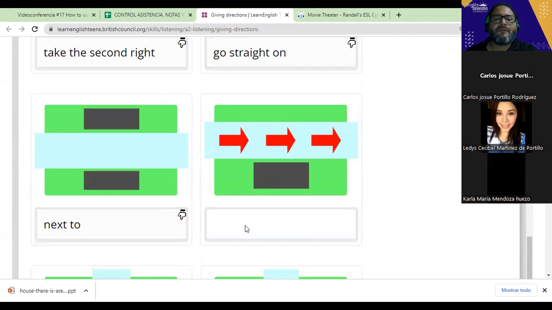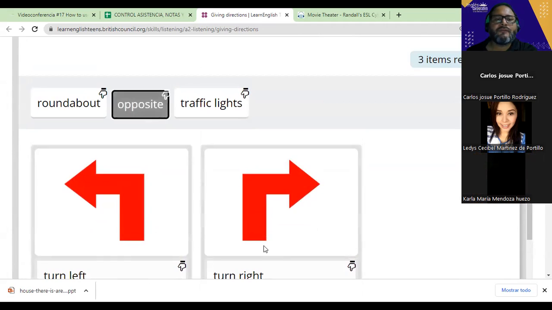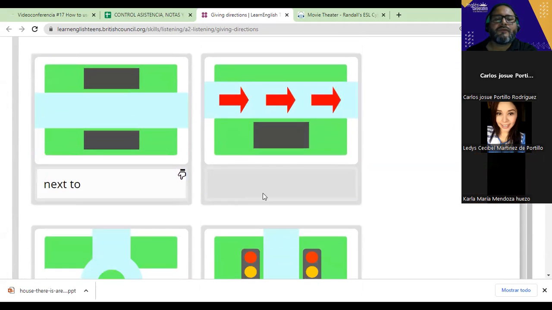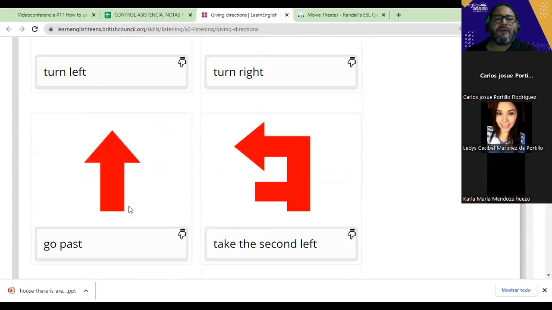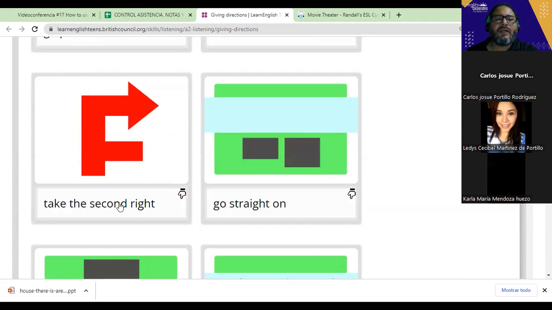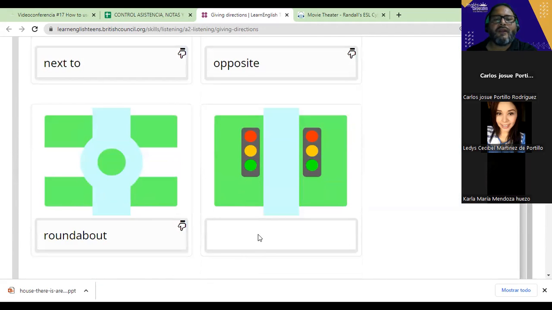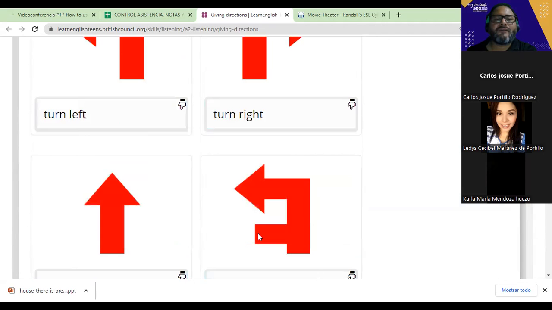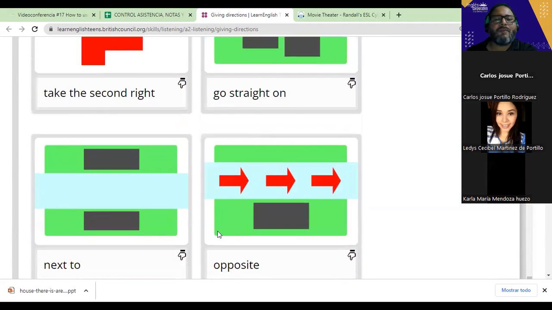Now what about this? Is it opposite? What about this? Is it the roundabout? The roundabout. And what about this? Traffic lights. These are traffic lights. I think we committed a couple of mistakes.